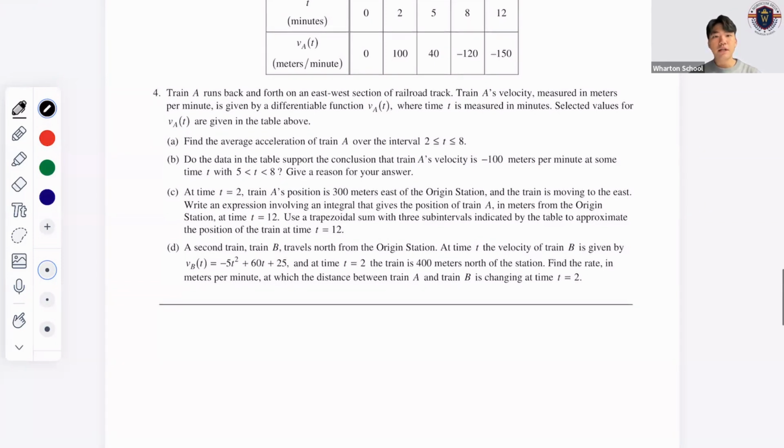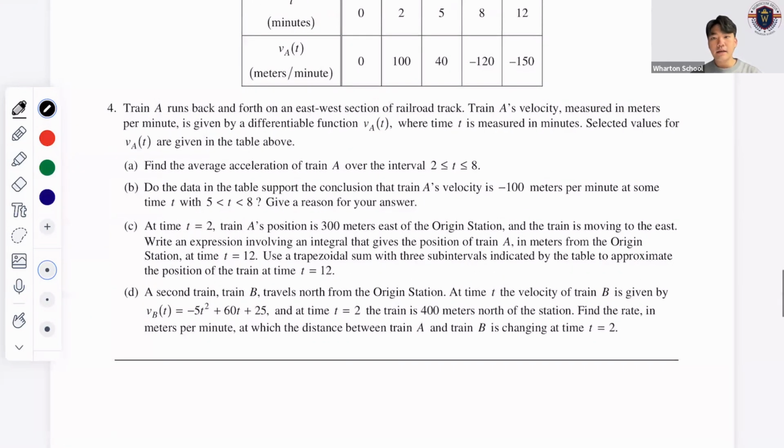The first question asks us to calculate the average acceleration of train A over the interval from t = 2 minutes to t = 8 minutes. We know how to calculate the average acceleration. It is the acceleration at time 8 minus the acceleration at time 2, over 8 minus 2. So this is how we calculate the average acceleration for part A.